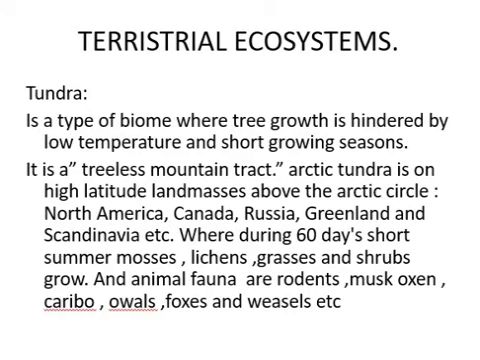Arctic tundra is on high latitude land masses above the Arctic Circle. North America, Canada, Russia, Greenland, and Scandinavian countries have this tundra, where the short summer consists of only 60 days, during which mosses, lichens, grasses, and shrubs grow. And the animal fauna are rodents, moths, caribou, owls, foxes, and weasels, etc. These are the major fauna or animals of this tundra.